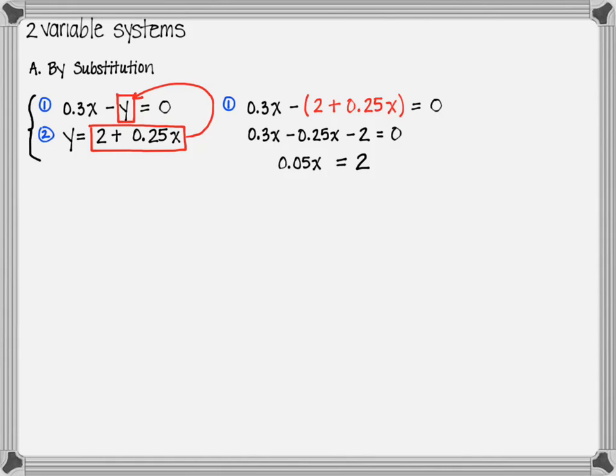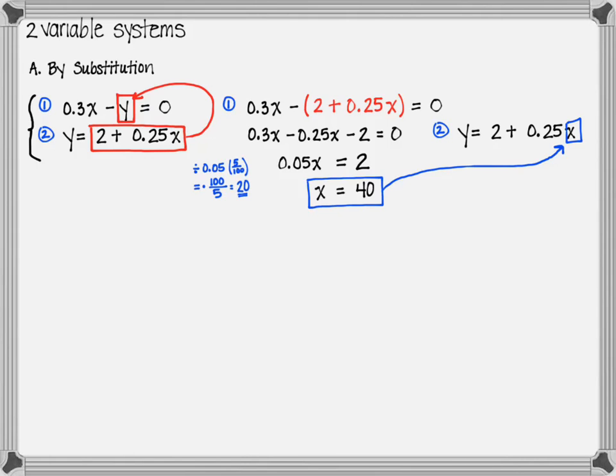Collecting like terms and now dividing by 0.05. Remember, that's multiplying by the reciprocal, so it's going to be multiplying by 20 on both sides. And I get that x equals 40. Now you take that value, x equals 40, and you substitute into the other equation 2. Since we already used equation 1 for the substitution, you need to substitute that value into equation 2, a different equation.